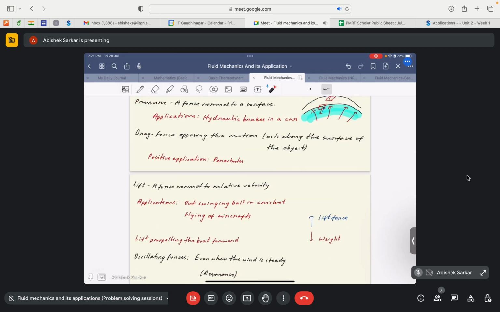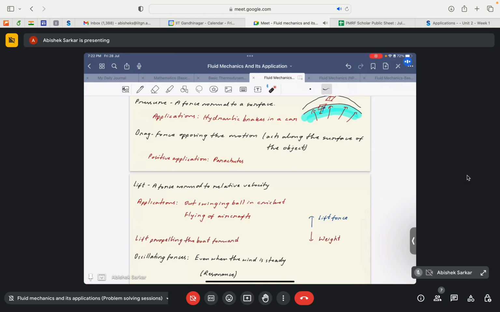Then comes the drag force, right? The force opposing the motion of the object, and you will eventually see that these drag forces act along the surface of the object. We will discuss that when we are discussing flow past immersed bodies, right? It's a particular chapter in the fluid mechanics course. So we will clearly understand what the drag force and lift force are. Both are slightly discussed here, but the actual direction of these forces, how they act, and what the implications are on the forces acting on the object, we will discuss when we reach that chapter.